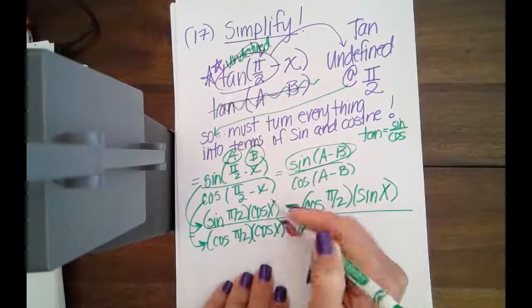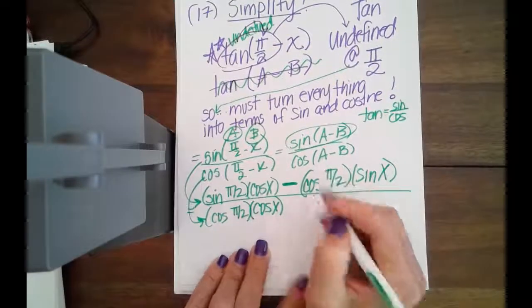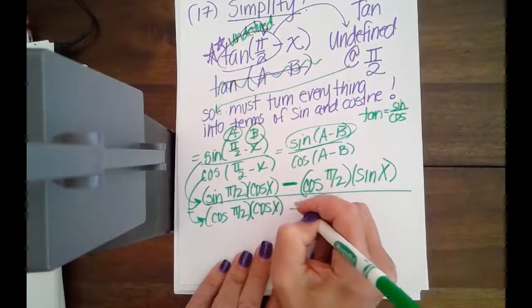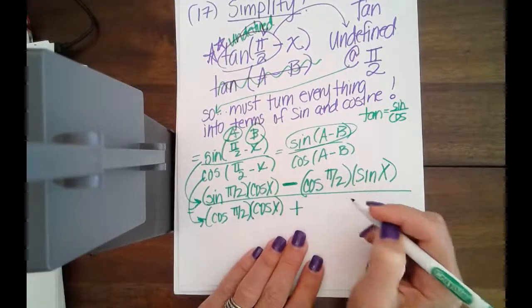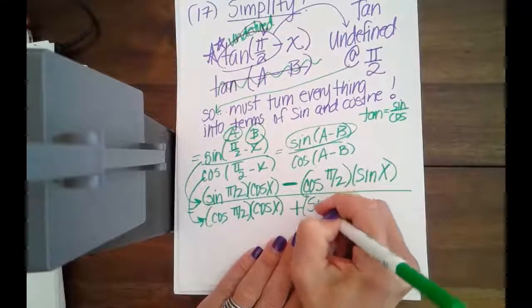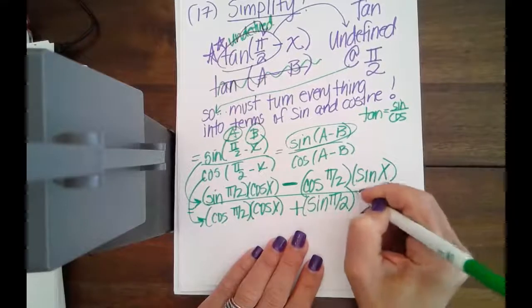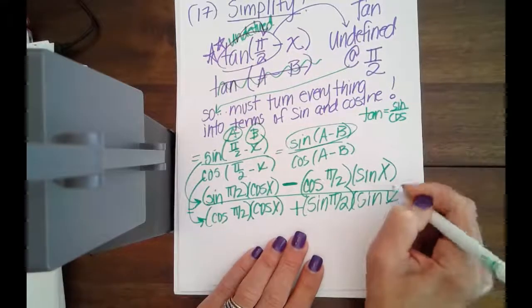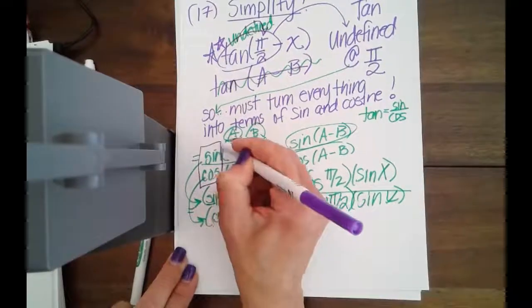Don't start crossing out right now. This is part of a binomial. Okay, I know you're tempted. And then that's going to be a plus due to the cosine of alpha minus beta. And then my second two terms over here are going to be sine pi over 2 times sine of x. All right, so we just simply converted it into terms of sine over cosine because that is tangent.